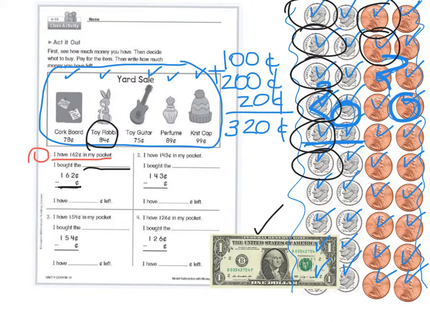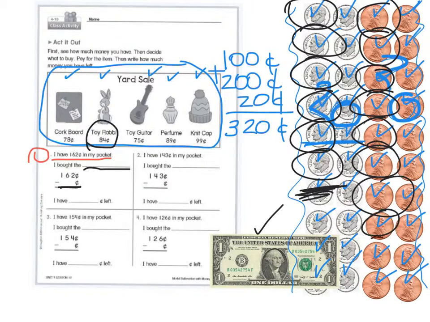Or if you need more pennies, then you can turn in one of your dimes and get 10 more pennies from the banker to get 10 cents from your dime. Let's see, I had 1, 2, 3, 4, 5, 6, 7, 8, 9, 10. So however much change you'll need to buy that item, you're going to have to turn in your dollar and get 10 dimes back, or turn in a dime and get 10 pennies back.